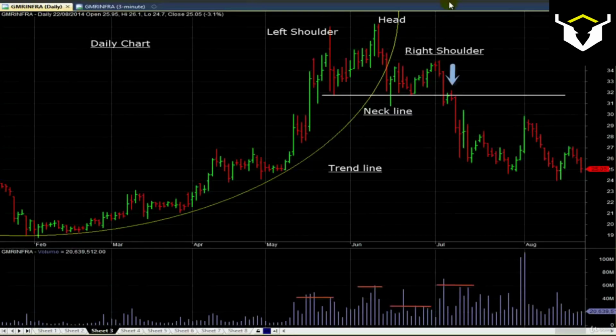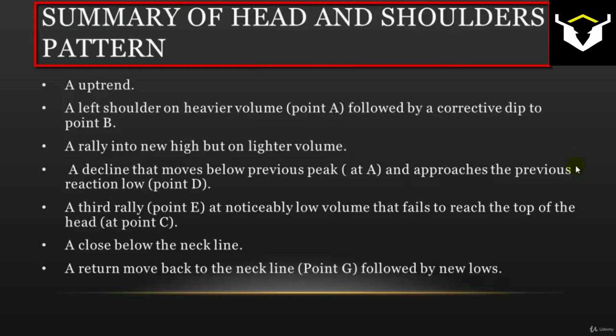Here you can see prices retraced upside to test the neckline, but the volume was considerably low, which confirms that prices have found resistance at the neckline and upside momentum has ceased, followed by a straight downside move. So, what are the important points of head and shoulder patterns?